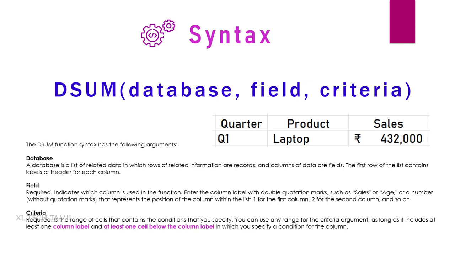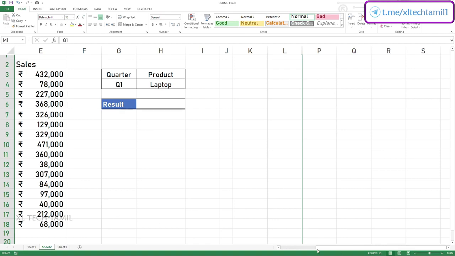So this DSUM function was available from Excel 2000 version, which means it's available in most of the versions. Let's apply this DSUM function. So I want to calculate Q1 laptop sales alone.